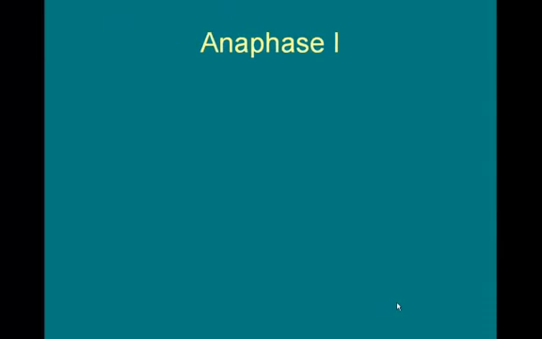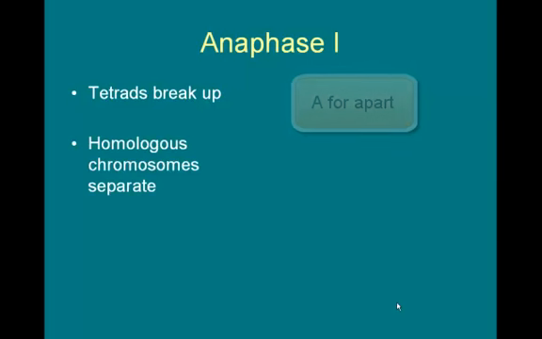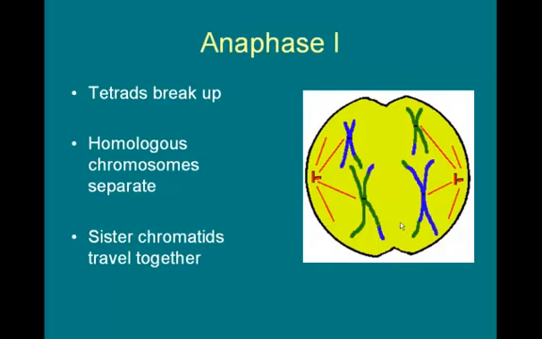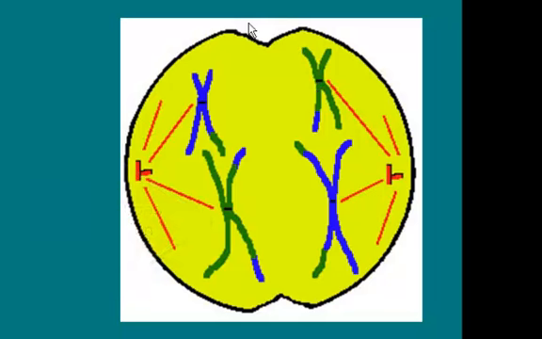In anaphase 1, remember A for apart, you have chromosomes pulling apart, but the centromeres aren't coming apart like they did during mitosis. You have the actual tetrads breaking up. So the homologous chromosomes are separating, and the sister chromatids are going to stay together. So here you have entire X's going toward the sides instead of individual chromatids.